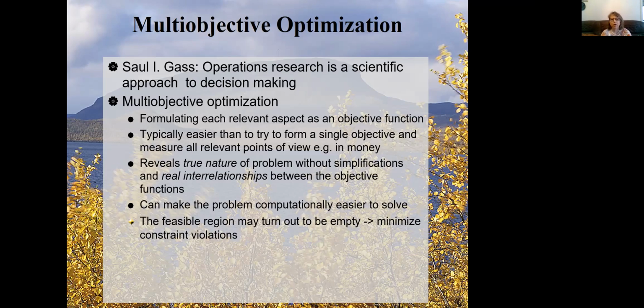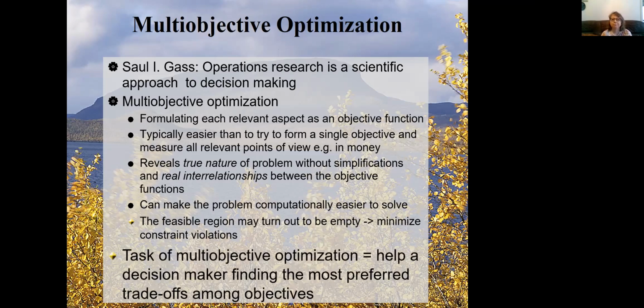So in that way, we convert each of the constraints into individual objective functions representing constraint violations, and we can balance between constraint violations and get the optimization problem that way. Typically, the task of multi-objective optimization methods is to help a decision maker finding the most preferred trade-off among the conflicting objectives. So the most preferred solution to one's particular needs.